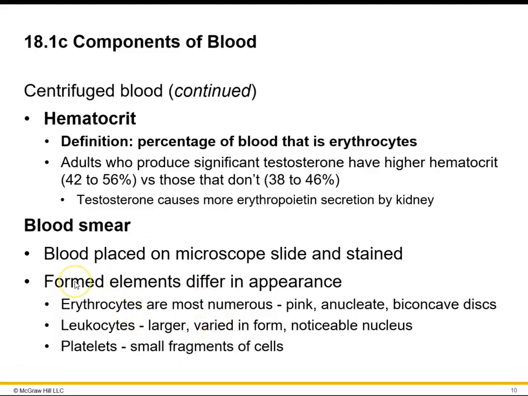The different formed elements are going to differ in how they appear. So your red blood cells are going to be the most numerous out of all the formed elements. They're going to appear pink. They're not going to have a nucleus, and they're these biconcave discs. Leukocytes are going to be larger.